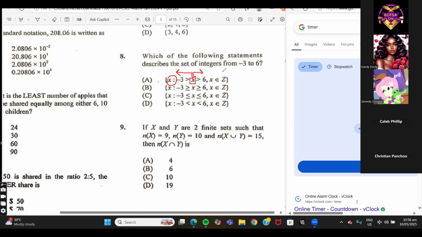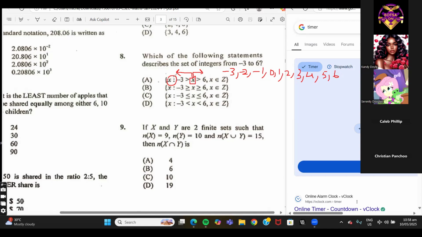If they said from -3, it means the set must include -3. After -3 is -2. Well, not after, more like before. -1, 0, 1, 2, 3, 4, 5, 6. So whatever answer they want must include all of this.